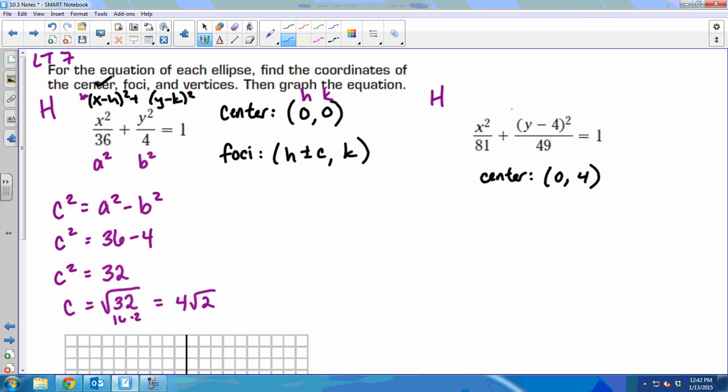All right, so I'm going to write that out for my foci. I have 0 plus or minus 4 square root of 2, comma 0. Well, that's just plus or minus 4 square root of 2, comma 0. If h wasn't 0, and it was 7 or whatever, you would just leave it that way, 7 plus or minus 4 square root of 2. You want an exact answer, so I don't want a decimal.